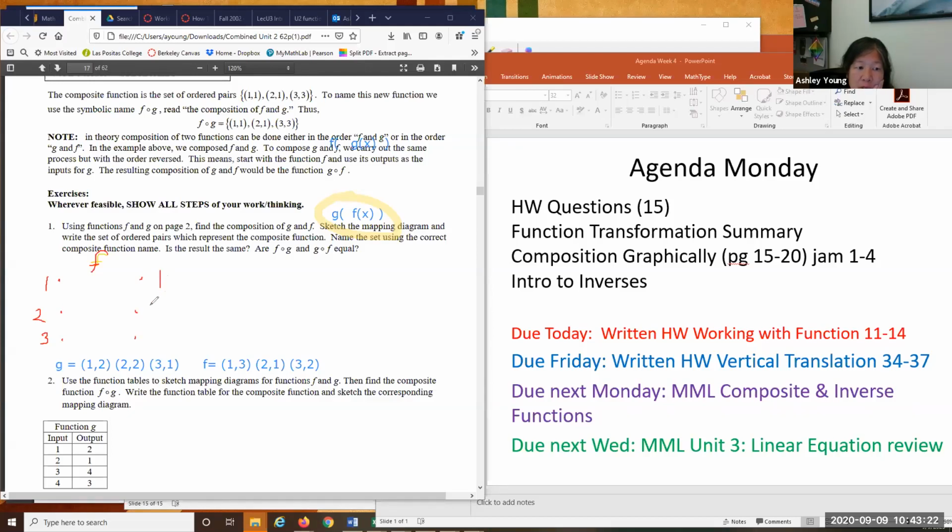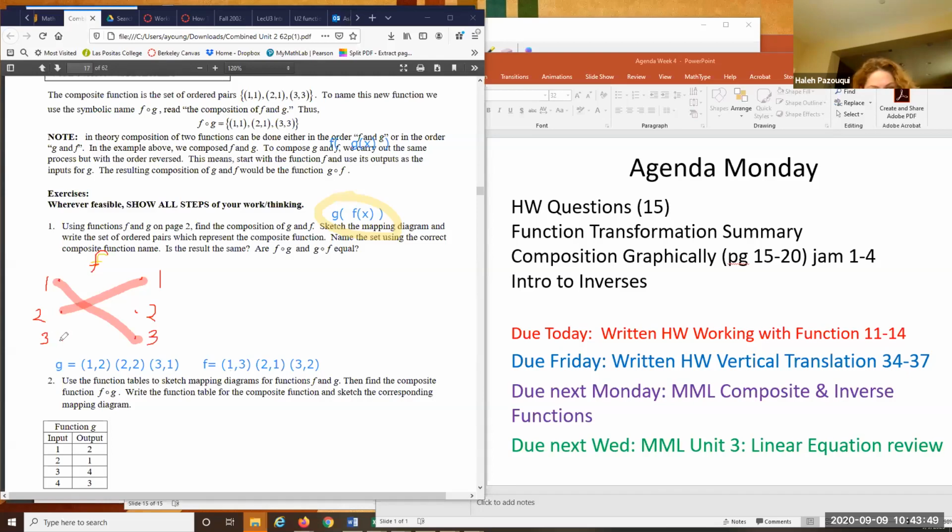Again, you can think of them as San Francisco, Paris, and London. Where does 1 go in F? 1 goes to 3. 2 goes where? To 1. You guys are drawing this on your sheet, right? 3 goes to 2. Okay, that's F. And then we have G to deal with.